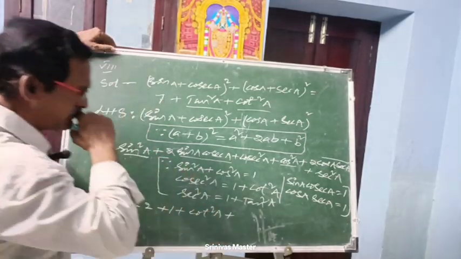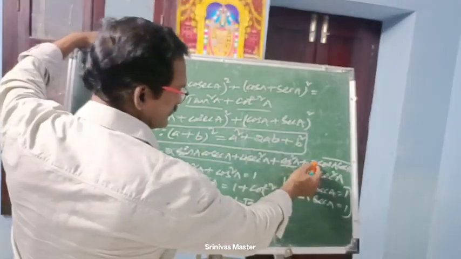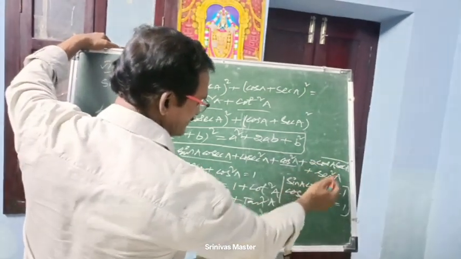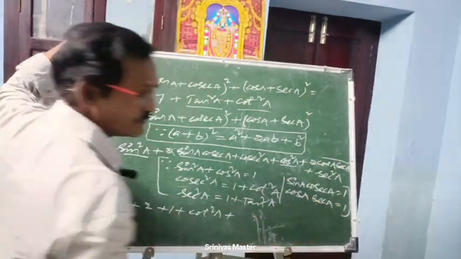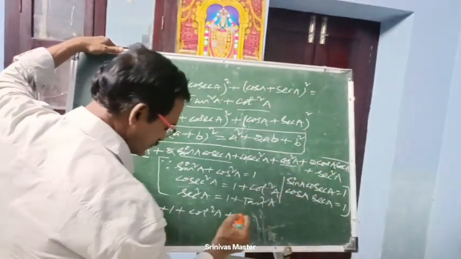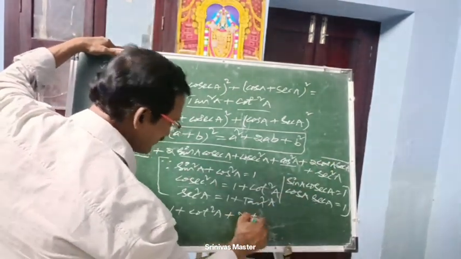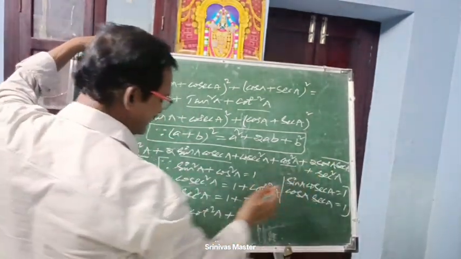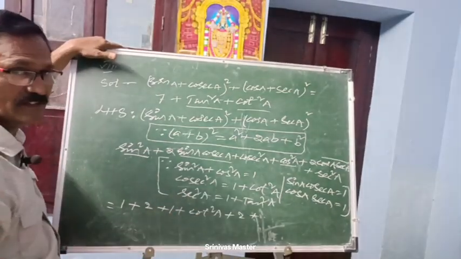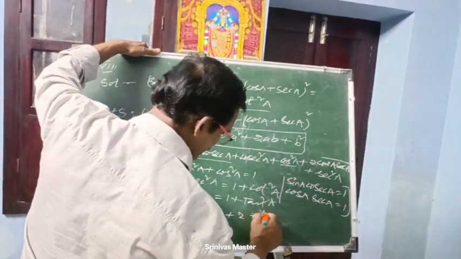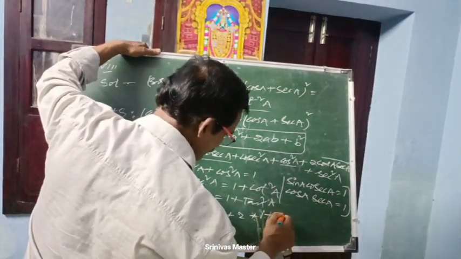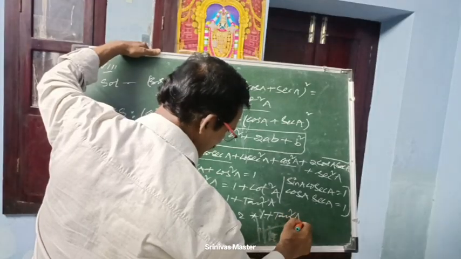Plus 2 cos A into sec A. Cos A into sec A, cos A and sec A equal to how much? 1 now. That means 2 into 1, 2. Right? Plus sec square A. Sec square A equal to what? 1 plus tan square A. Right?